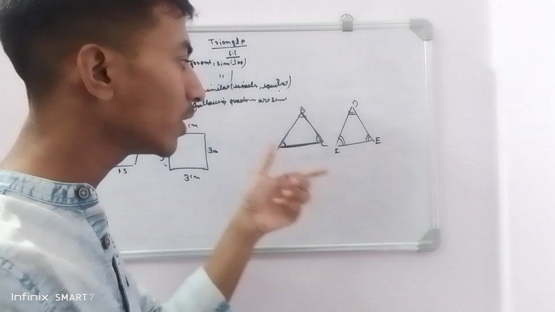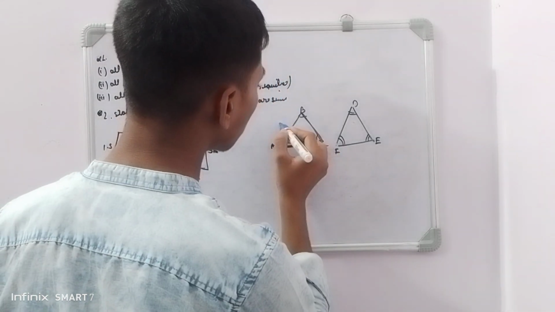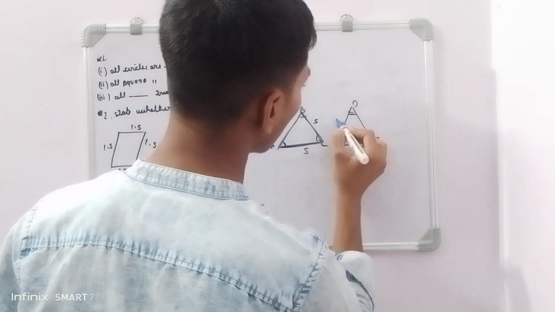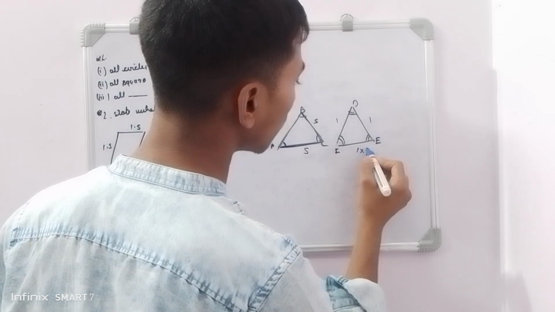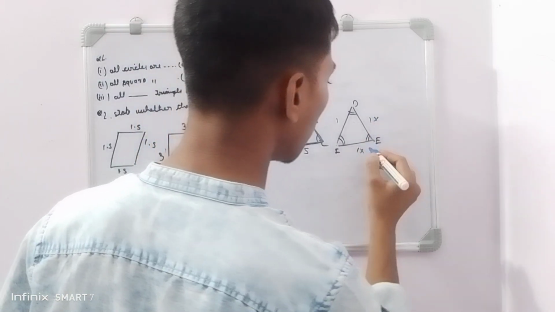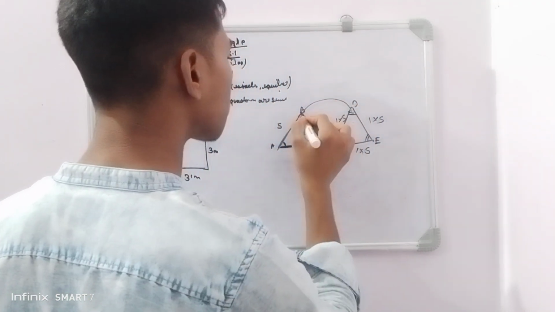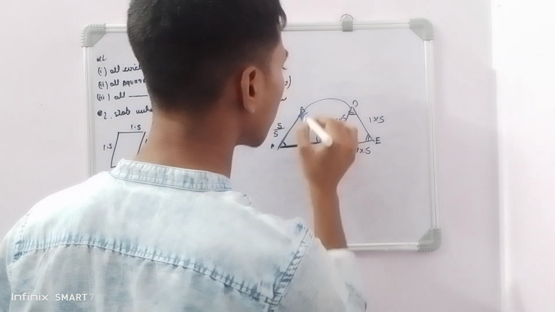This is why it is going to be similar. Let's suppose this one is 5, 5 and 5, and this one is 1, 1 and 1. When you multiply all the sides by 5, you will get this triangle. When you divide by 5, you will get this triangle.